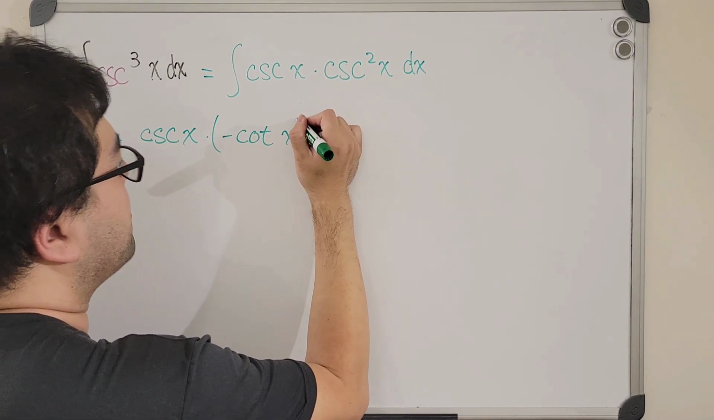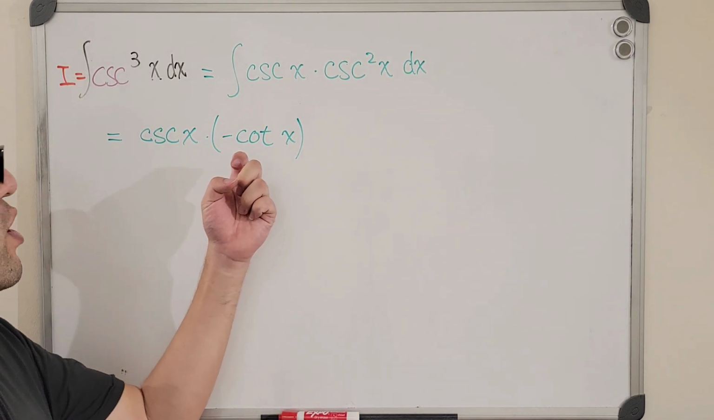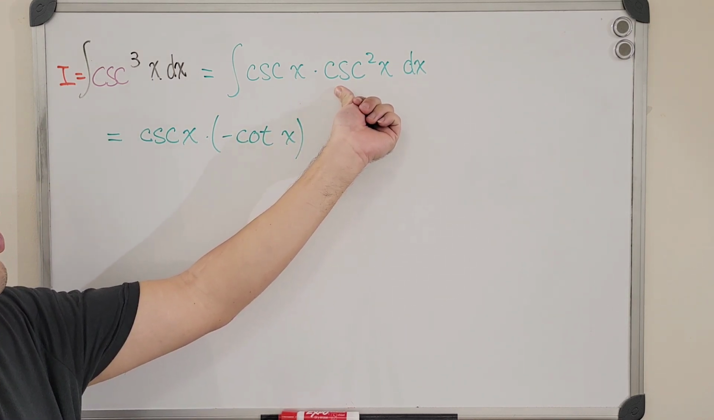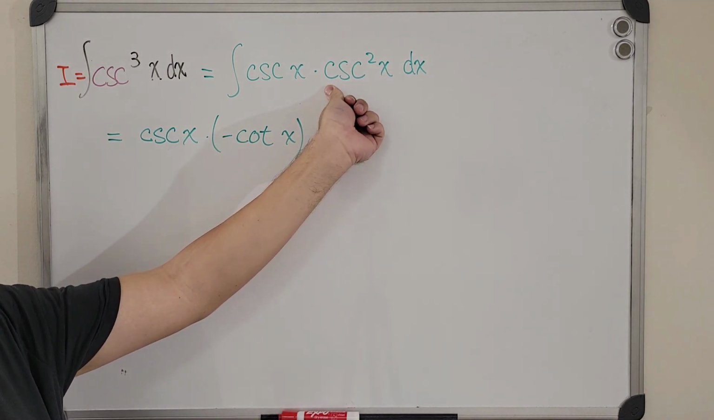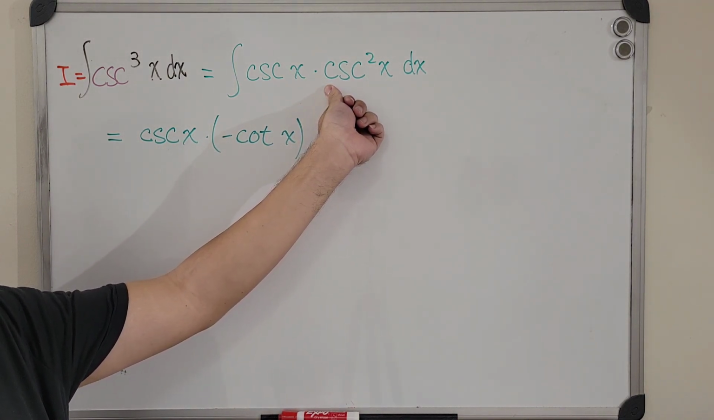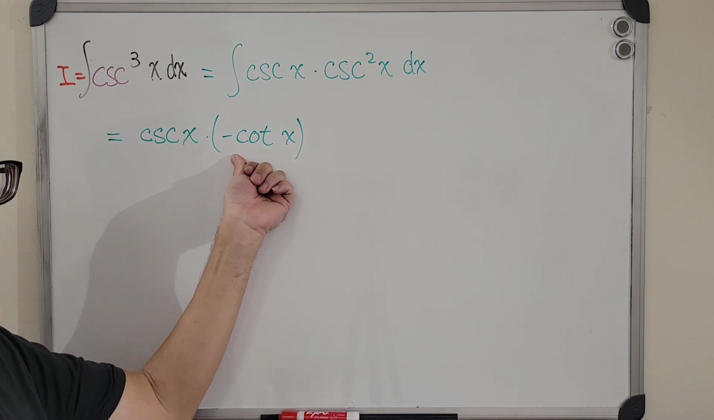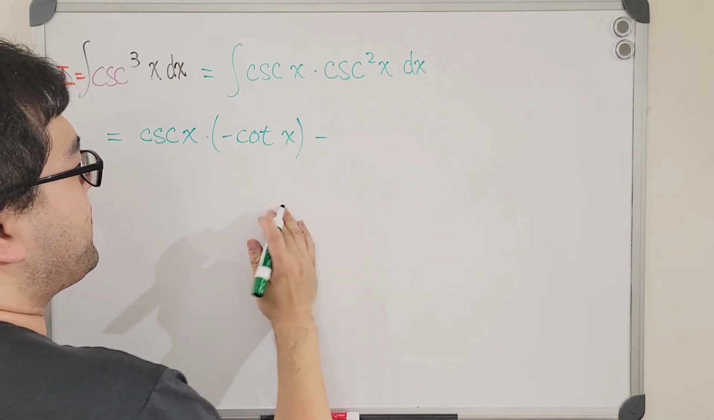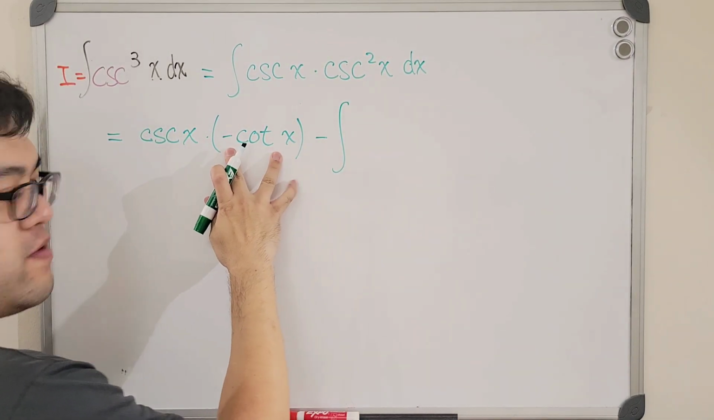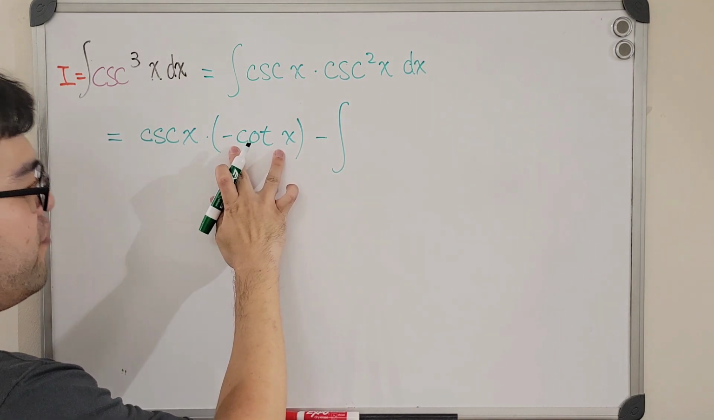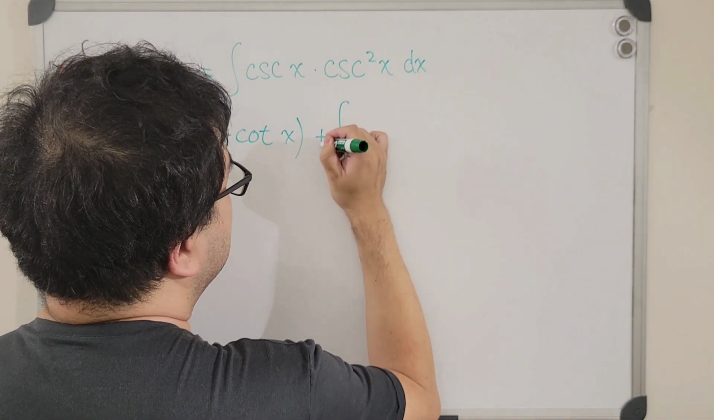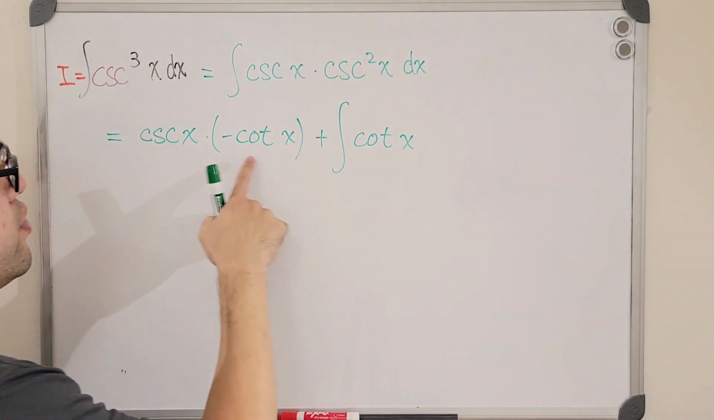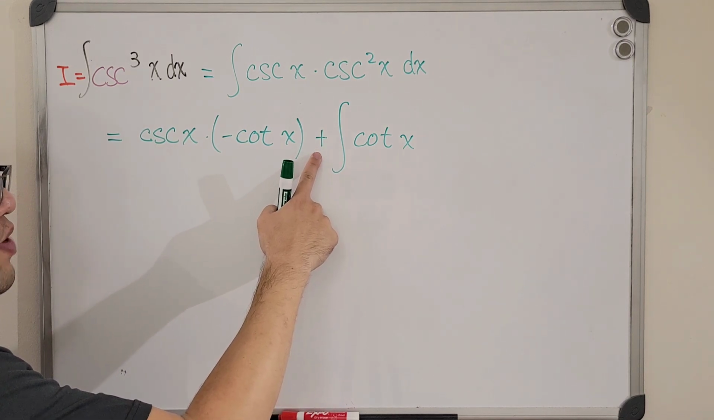And don't forget there is a minus, right? Because the derivative of cotangent is negative cosecant square. So since we have positive here, we need to put the negative down here so that we will match up. Then we're going to subtract the integral of this v part here, which is negative cotangent, but in this case we can just change our sign up here into positive.